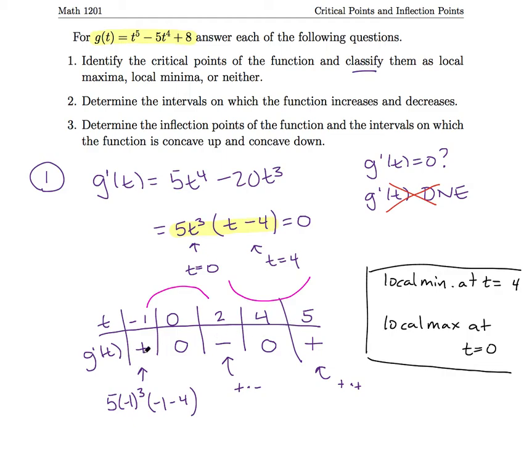Okay, one nice thing about getting this information is that now we have some idea of the shape of the graph. We'll get more specific with this later, but our function should be coming up to some peak here, then going down to some valley, and then increasing again. So just for a sketch of what this would look like, and we'll get more precise, we should see something like this. Okay, so again, this is our local maximum at t equals 0. Here's our local minimum at t equals 4.